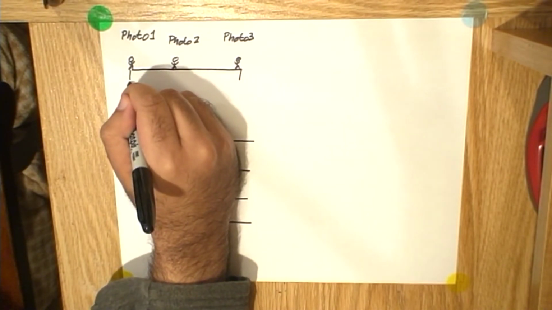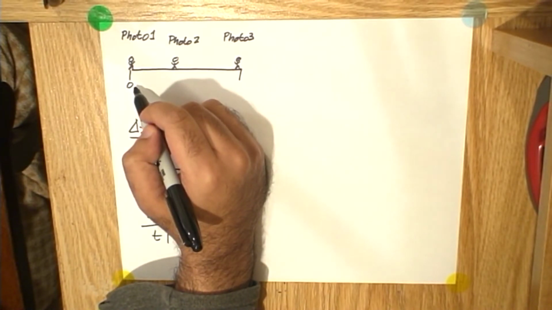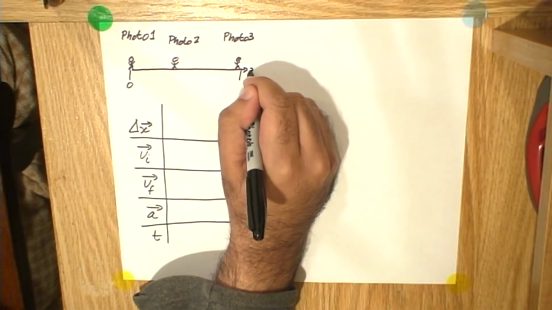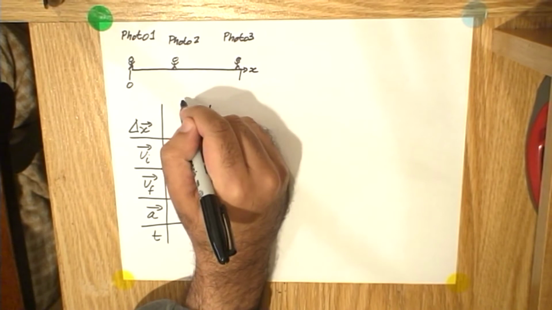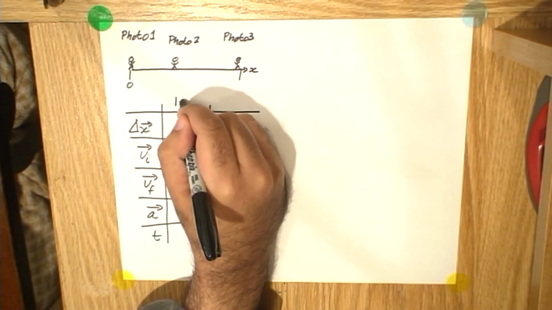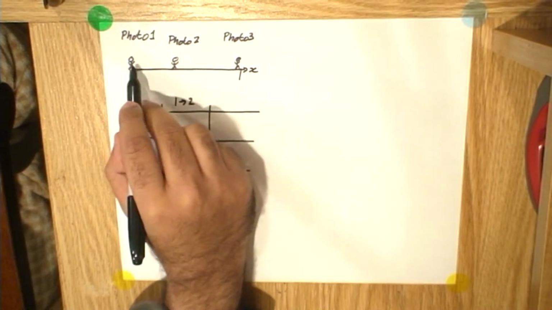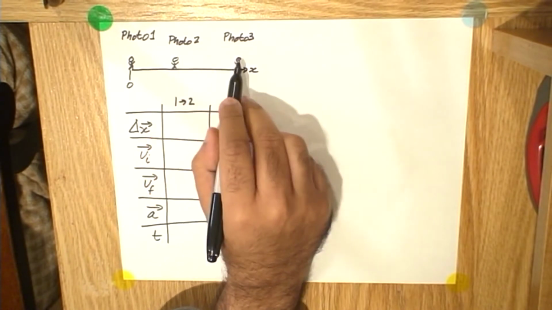I'm going to set this point where he starts the race as the origin. I'm going to set rightwards as being positive x. So we'll talk about photo 1 to 2 here, the first 2 photos, and from photo 2 to 3, we will talk about over here.